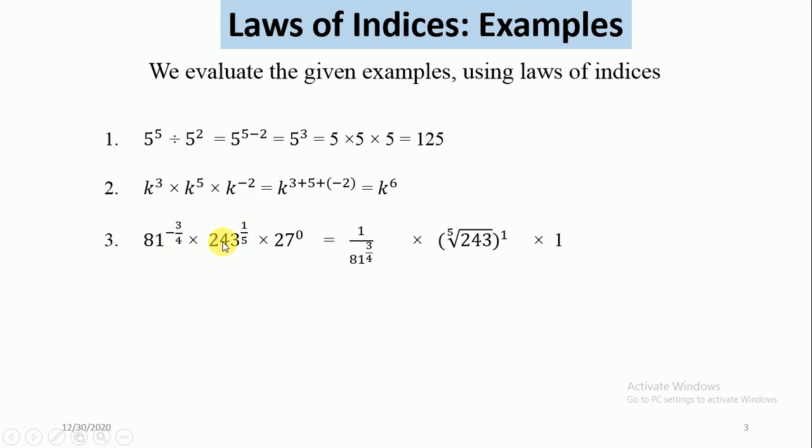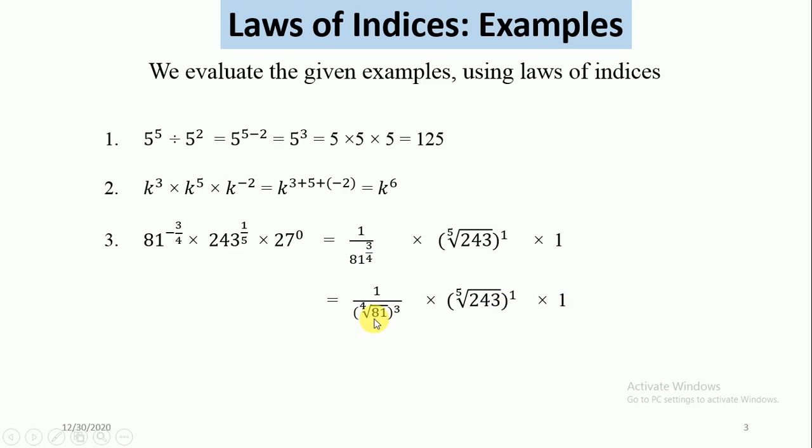This is going to be the fifth root of 2 for the 3, everything in brackets raised to the power 1, and anything raised to the power 0, like I've said in the previous slide, is 1. That's why this one is 1. So when you break it down further, this will be the fourth root of 81 raised to the power 3 times the fifth root of 2 for the 3 raised to the power 1 times 1.